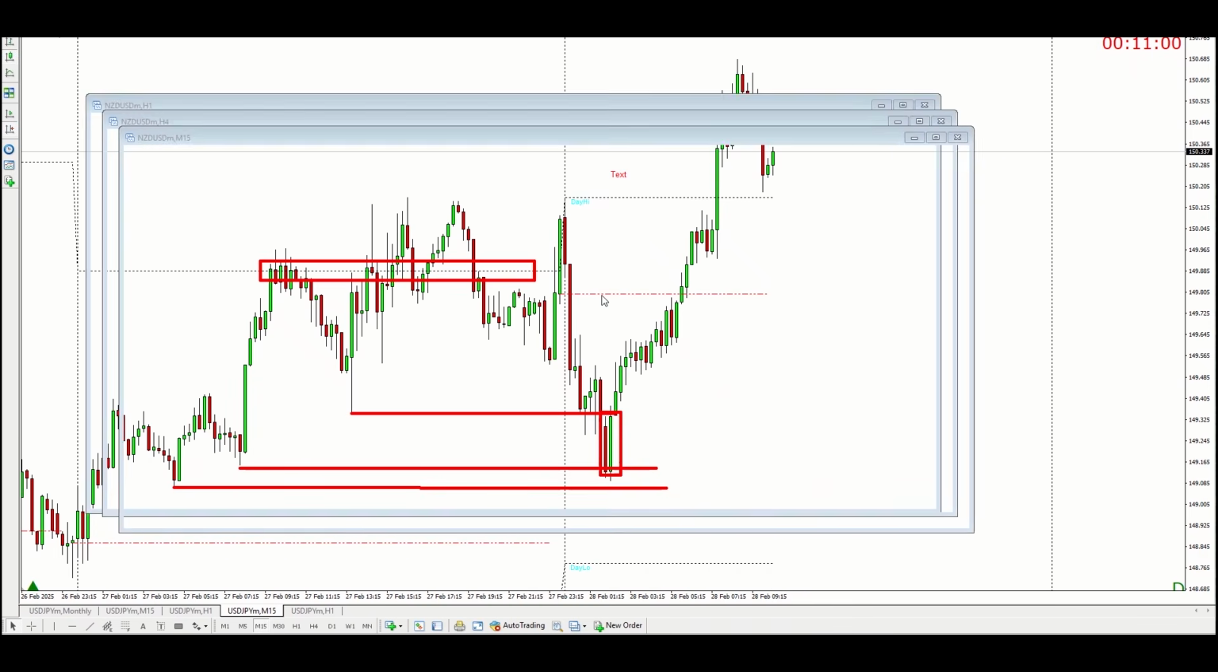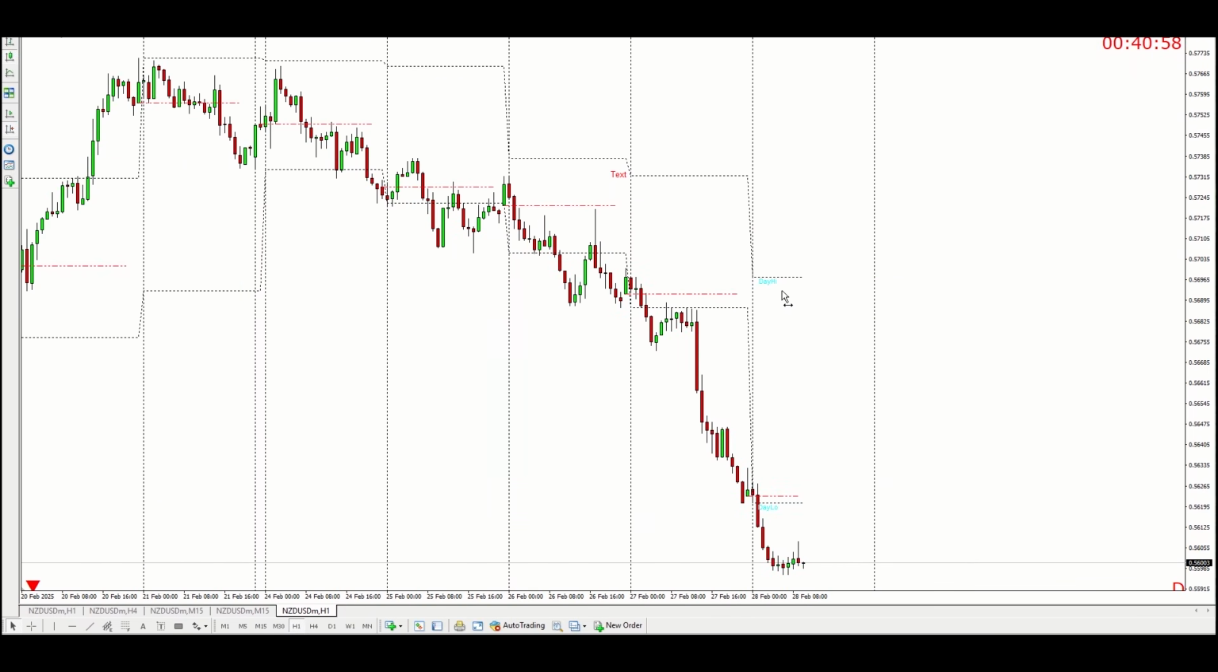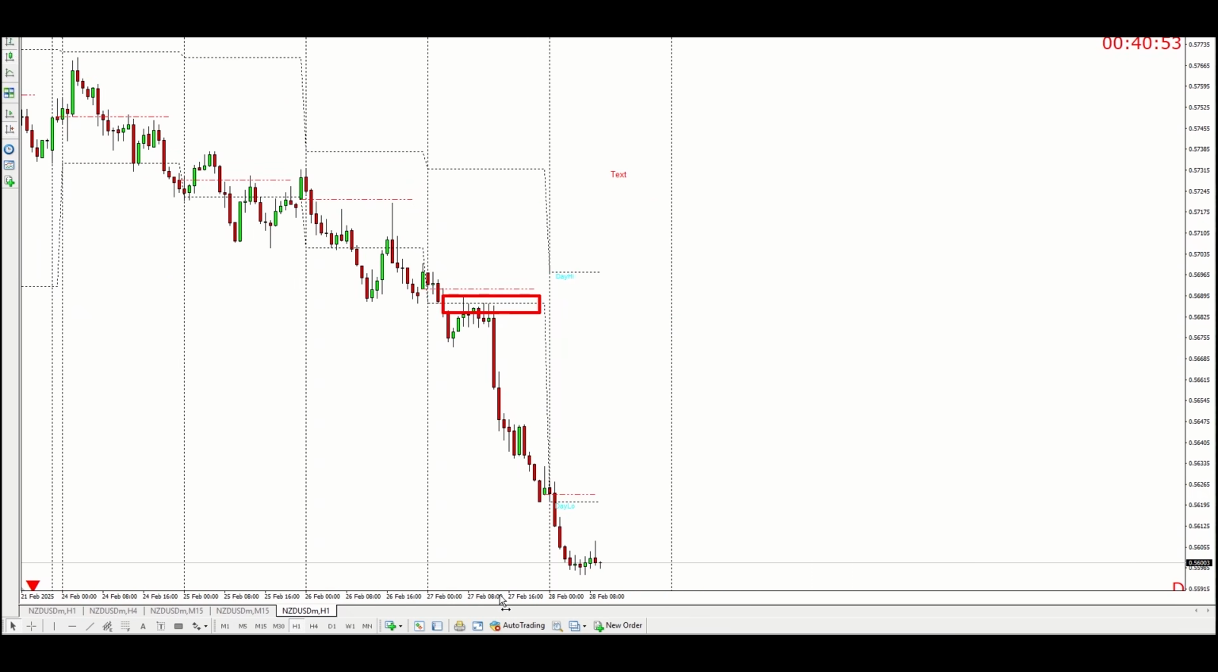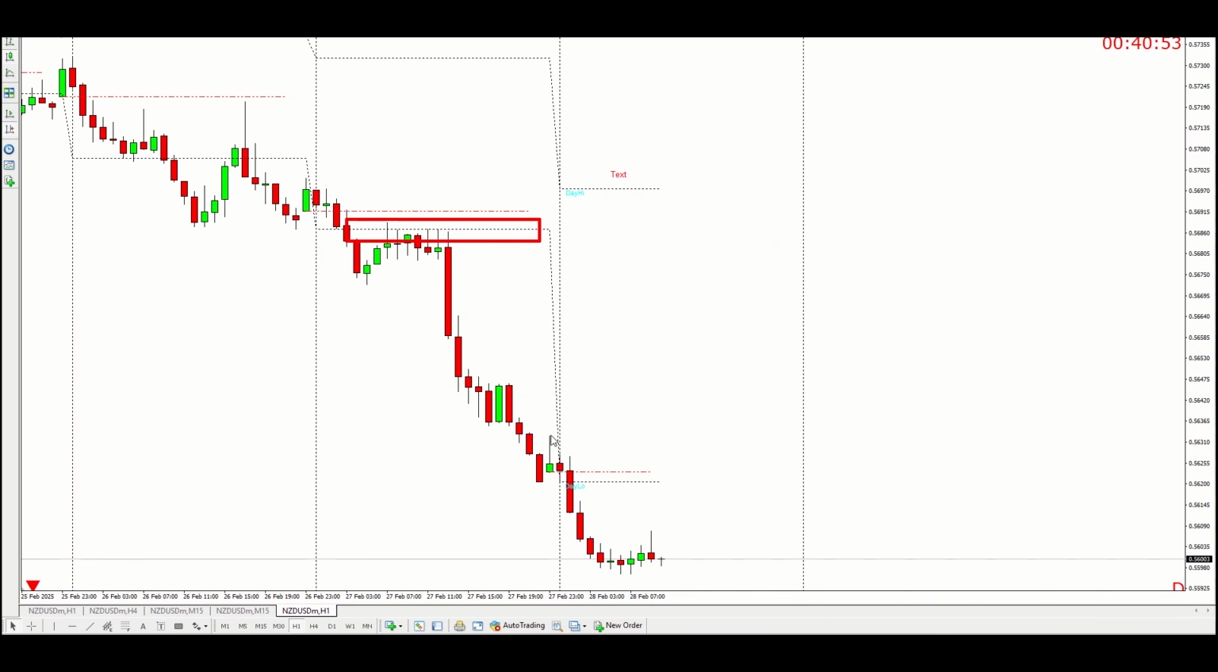Okay, now let's go to New Zealand. This is another scenario where they will give you something like this. They break this level over here. However, the next day, what do they do? They just collapse. What are you gonna do? Nothing. Because they just collapsed. They didn't give a beautiful opportunity to continue. These days are there. That's why I'm saying it's not about always being inside.